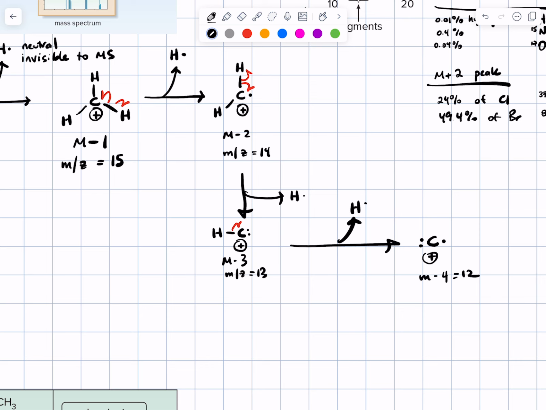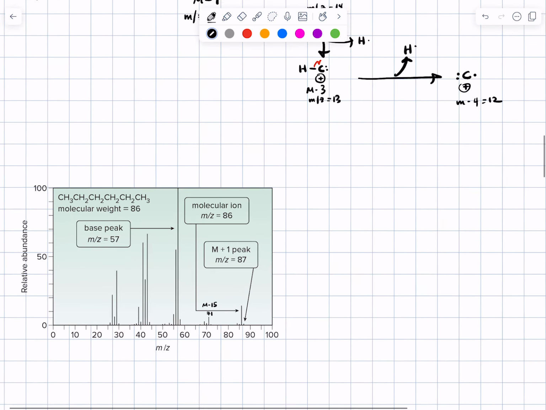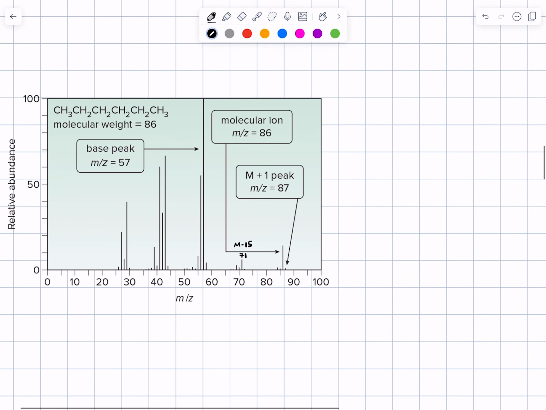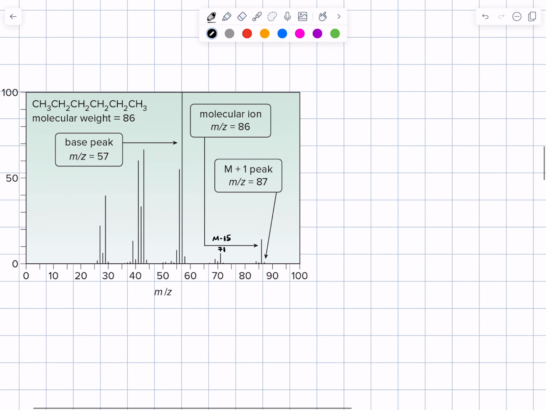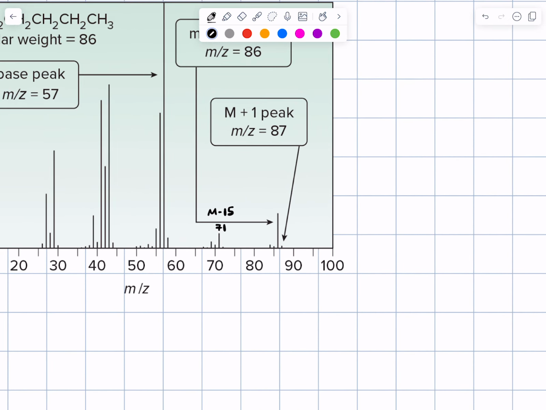All right, so that's the kind of fragmentation that can happen. Now, that's just in methane. You can imagine it getting much more complicated when you're dealing with multiple bonds. So here is the mass spectrum for hexane. The molecular weight of hexane is 86.